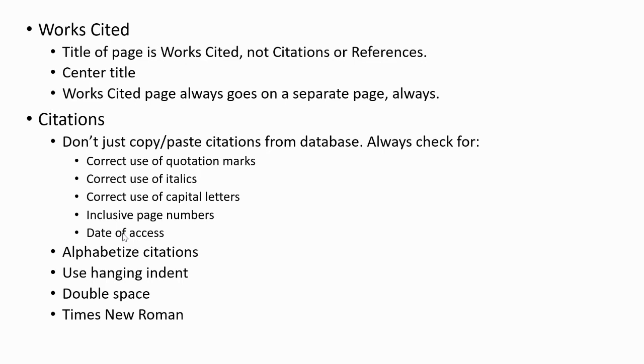And it needs to provide the date of access. And actually this one, it's all you. You have to type in the date when you accessed the article. Also make sure that you alphabetize citations, that you place them in alphabetical order. Make sure that you use hanging indent. Make sure that you double space your citations. And make sure that they're all in Times New Roman, font size 12, because Word tends to default to Calibri. So be very aware of that. You can lose points if they're not in the right font.